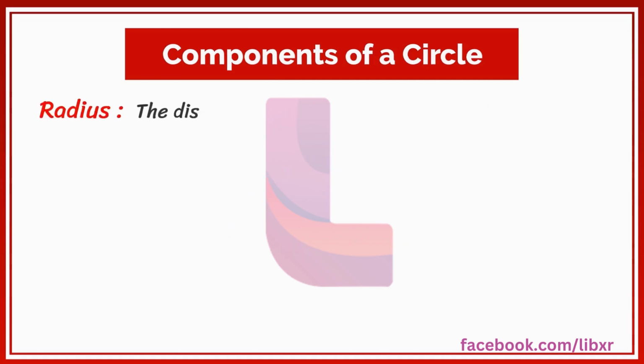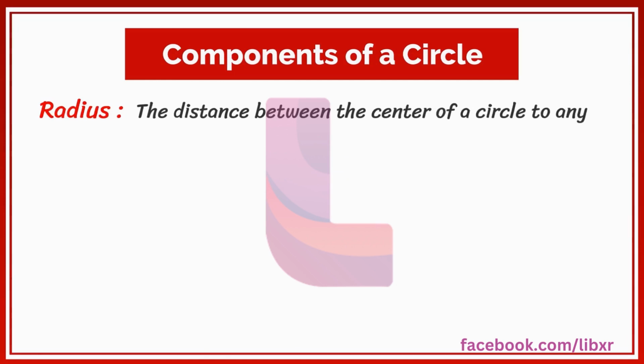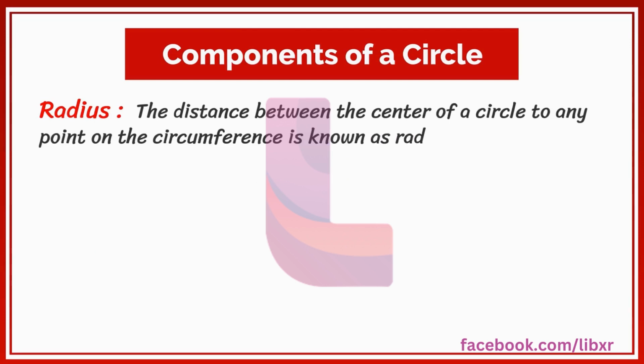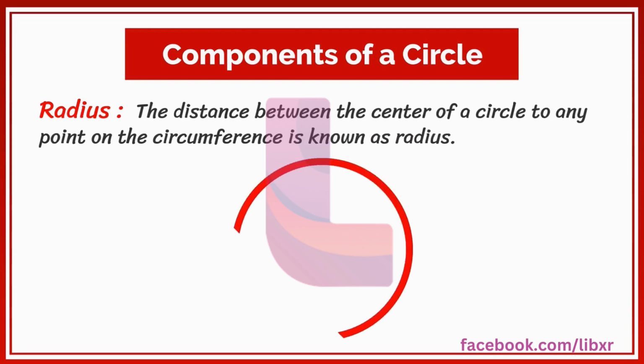Radius. The distance between the center of a circle to any point on the circumference is known as radius. This distance between point P and a point on the circumference, point Q, joined by a line segment, is the radius of the circle. It is denoted by R.